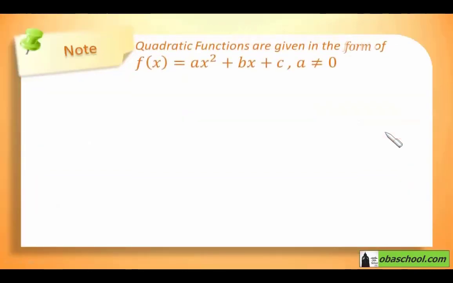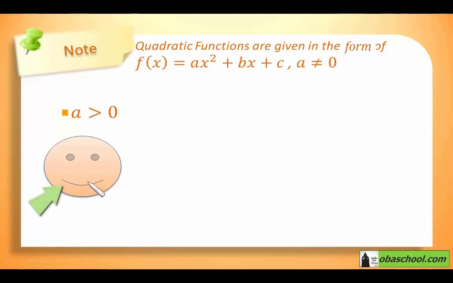Let's remember together that quadratic functions are given in the form f(x) = ax² + bx + c, where a is different than 0. In this case, a can be any positive or negative number different than 0. If the coefficient of x² is a positive number, then directly remember the smiley face that shows the smile upward. Where the smile is upward as shown in this figure, remember that the parabola is upward, having the same smiley shape as the figure shown here.